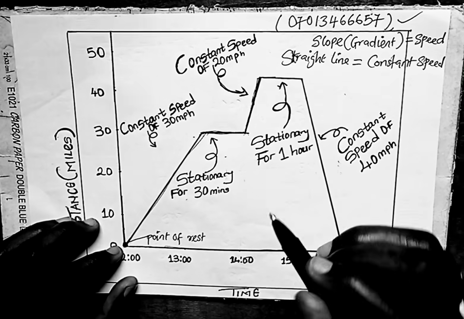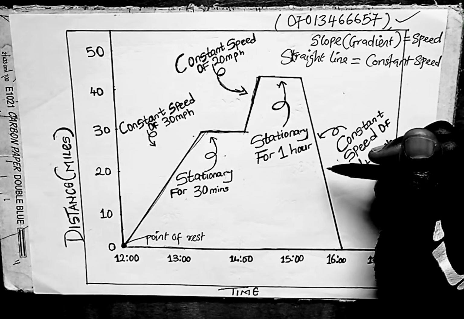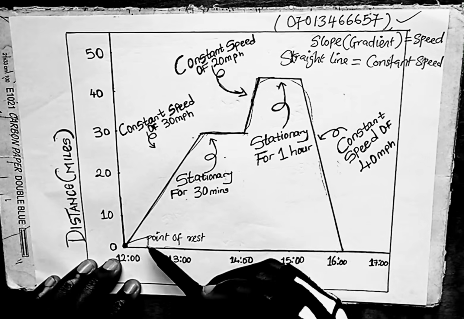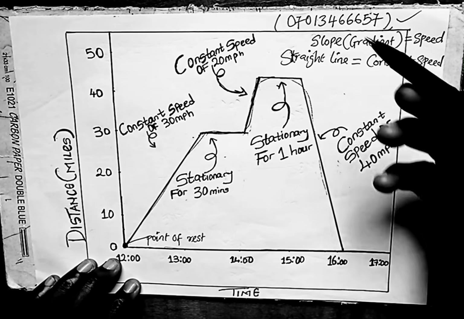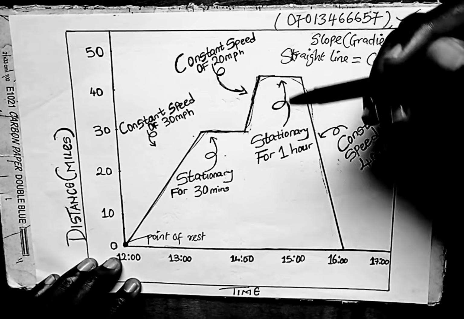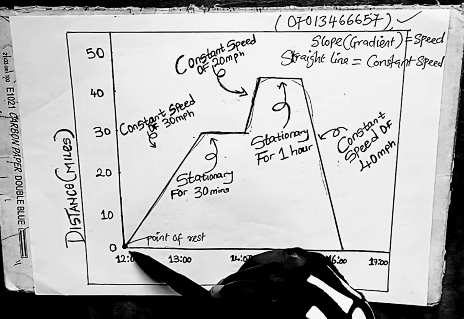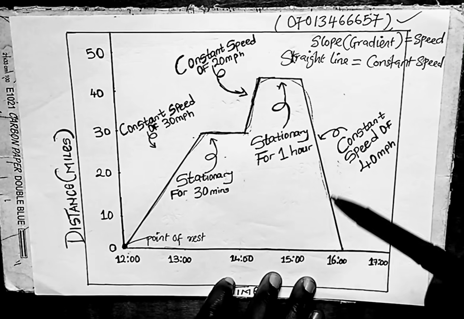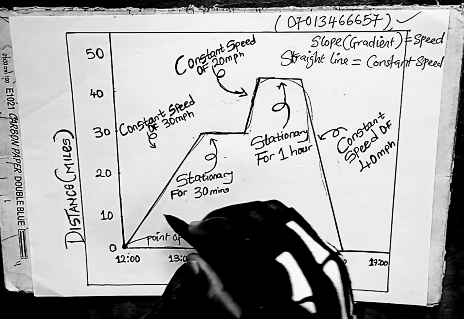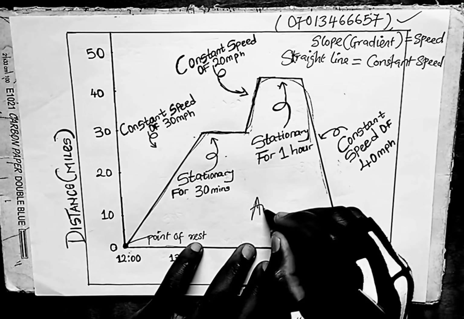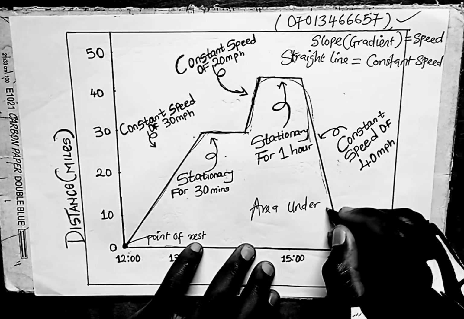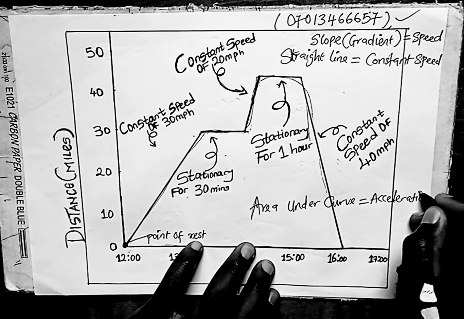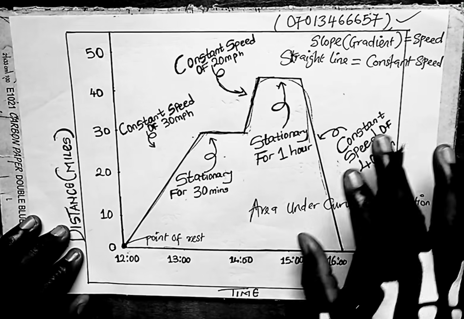The curved line is known as acceleration or changing speed. All this curved line, like here, this curve like this, or this total curve like this, is known as acceleration or changing speed. The area under this curve is acceleration. So the area under the curve is equal to acceleration. That's all about the distance time graph.